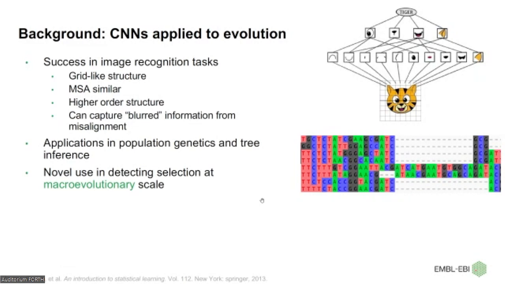Other reasons for using convolutional neural networks. By virtue of being here, the machine learning methods being applied to evolutionary questions is becoming much more prevalent. But at least when this project was started, it wasn't really the case. But there were some applications in population genetics and tree inference. And although we feel that we're doing something novel here by applying it at the macroevolutionary scale, success in these related fields gave us hope that it could work here too.